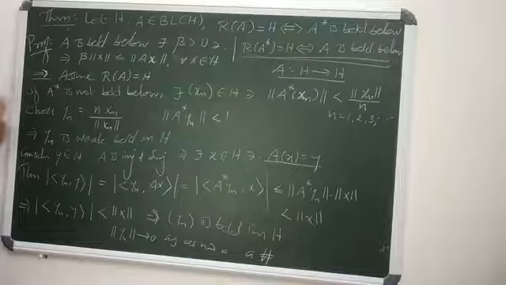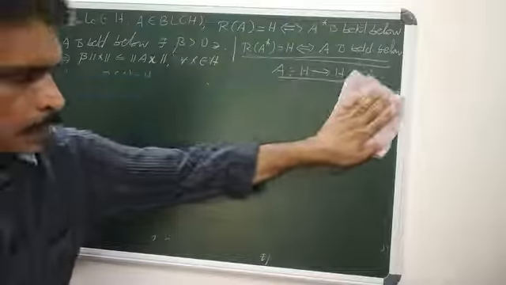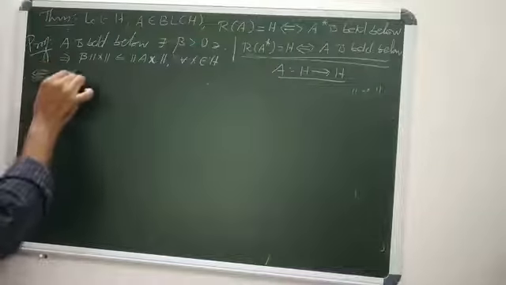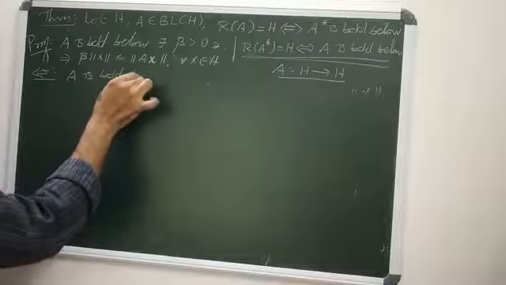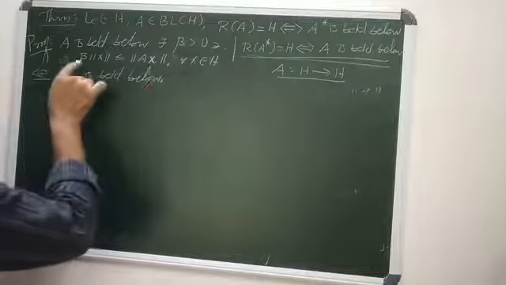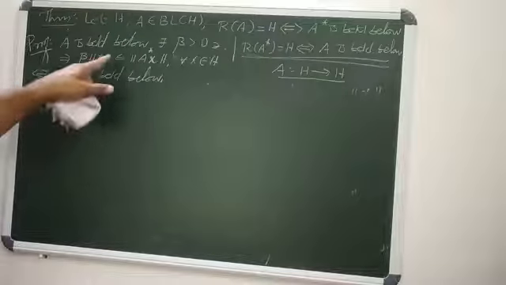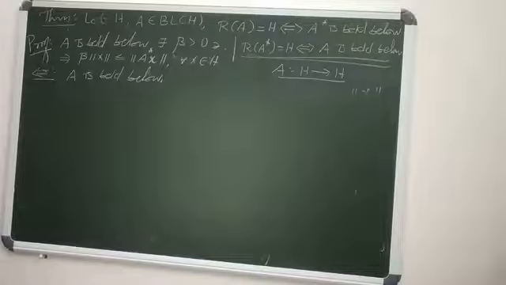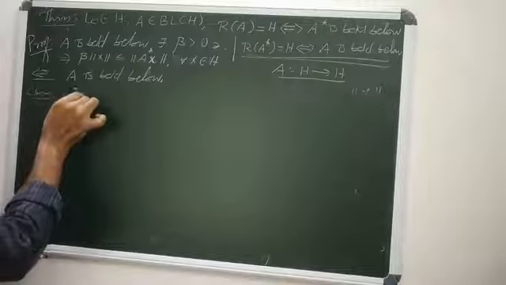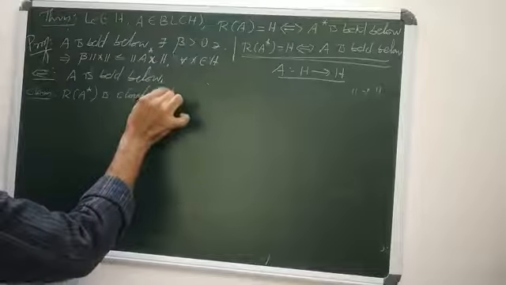Okay. Now for the reverse implication. Suppose A* is bounded below. When A* is bounded below, it means beta times norm x is less than or equal to norm A* x for all x in H, with beta greater than 0. This is our definition. And now there is a claim: the range of A* is closed in H.